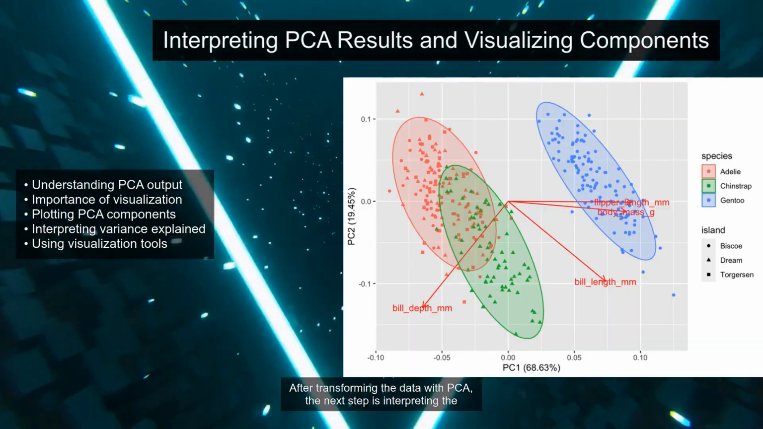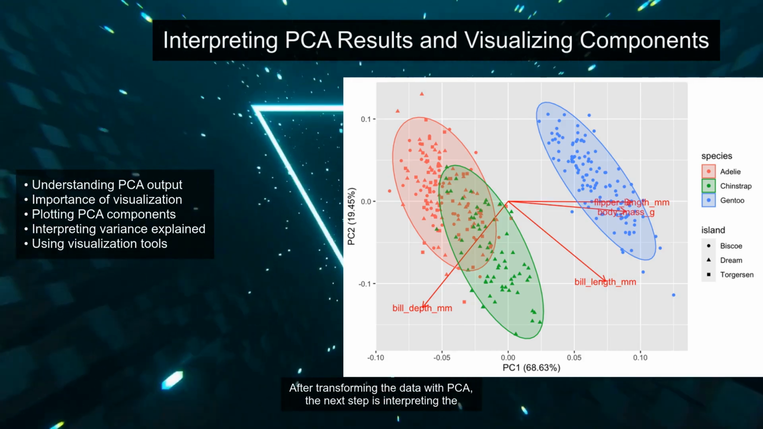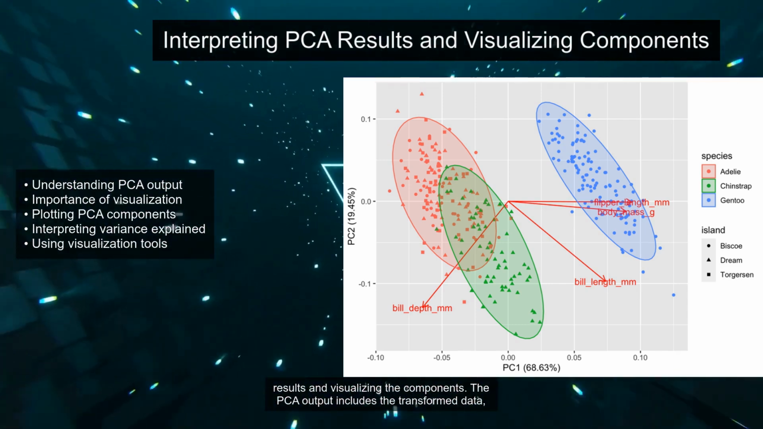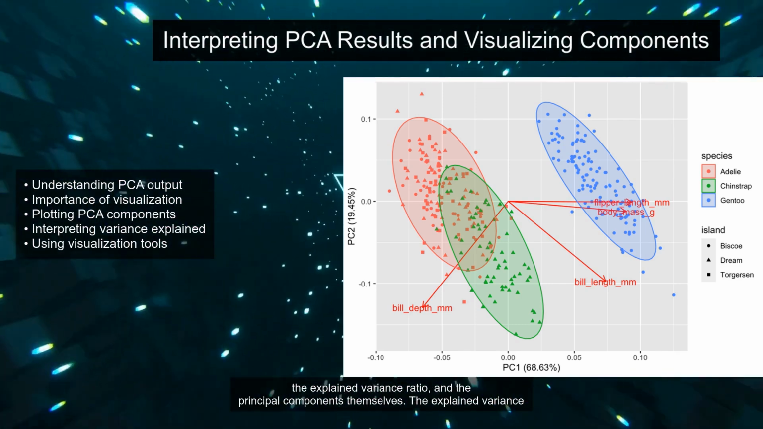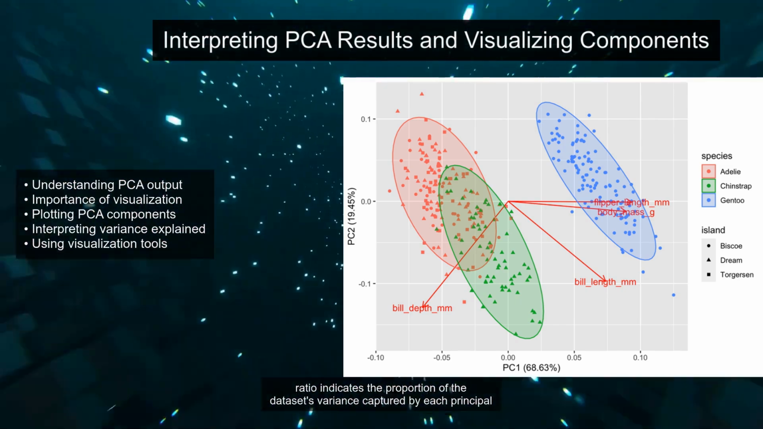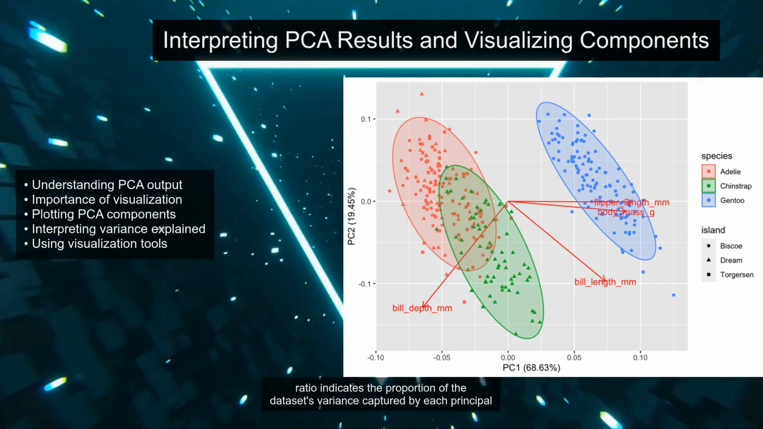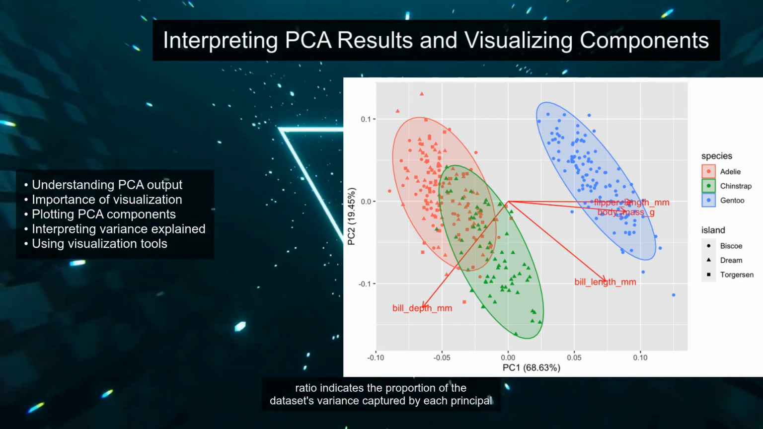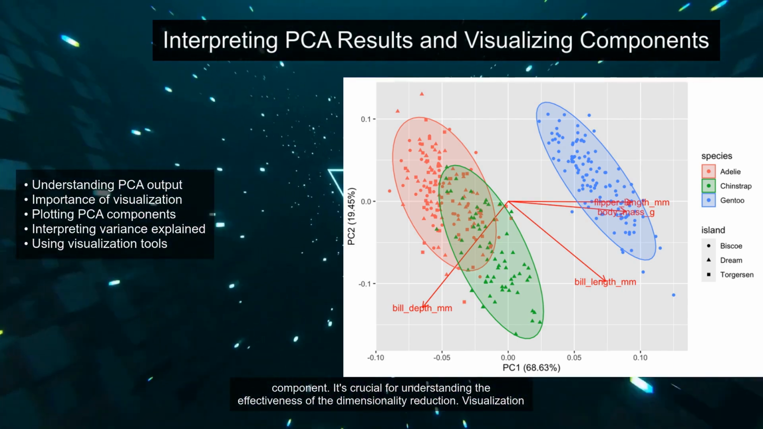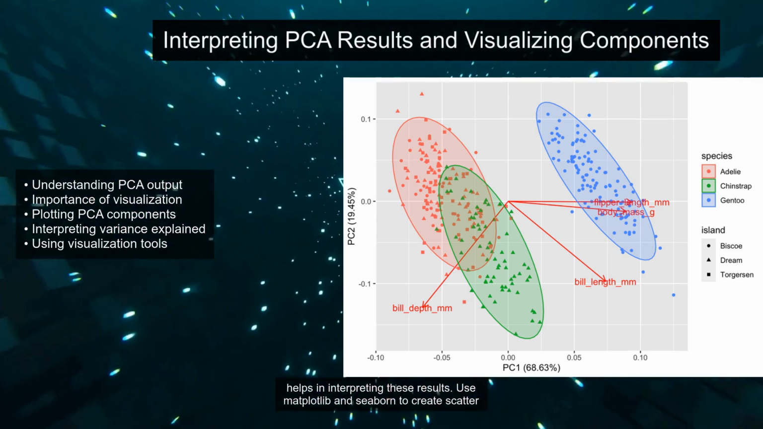After transforming the data with PCA, the next step is interpreting the results and visualizing the components. The PCA output includes the transformed data, the explained variance ratio, and the principal components themselves. The explained variance ratio indicates the proportion of the dataset's variance captured by each principal component. It's crucial for understanding the effectiveness of the dimensionality reduction. Visualization helps in interpreting these results.